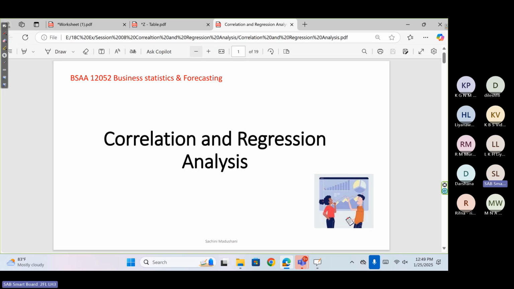The new session is correlation and regression analysis. Here we discuss 2 techniques, correlation and regression. These 2 techniques we will discuss in this lesson. Okay?